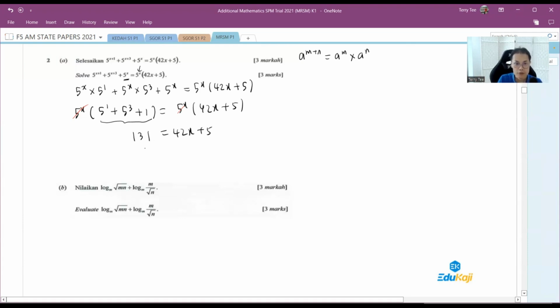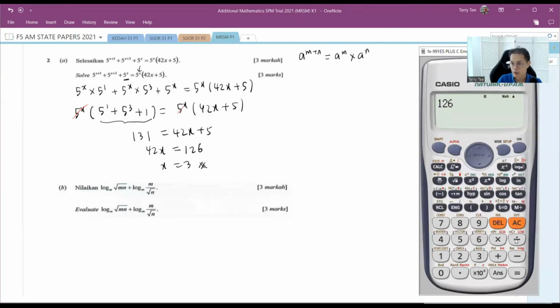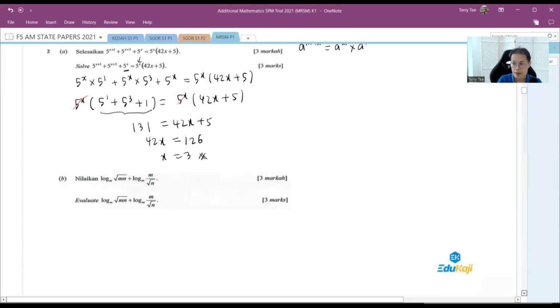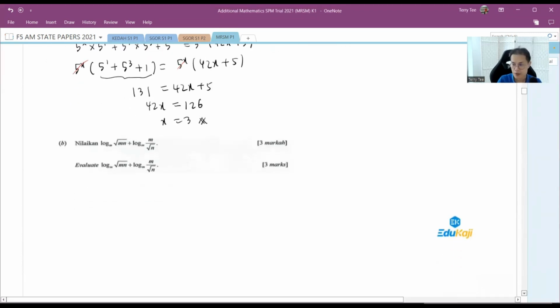So bring the 5 over. 131 minus 5 is 126. So I write 42x equals 126. x is 126 divided by 42, which is just 3. Again, if you're not sure, just use your calculator. You should get x equals 3. All right, so the first part is indices, solving an indicial equation.